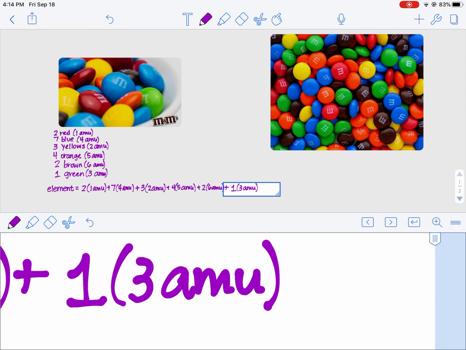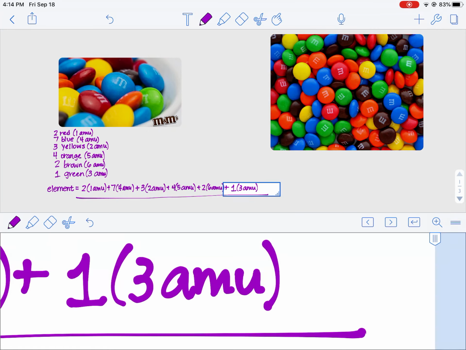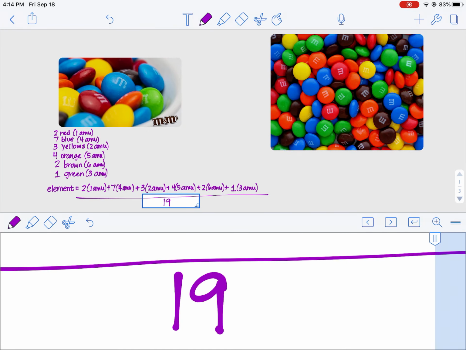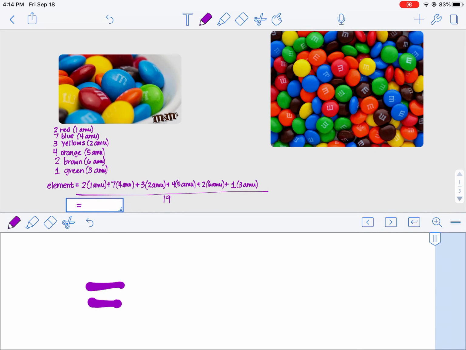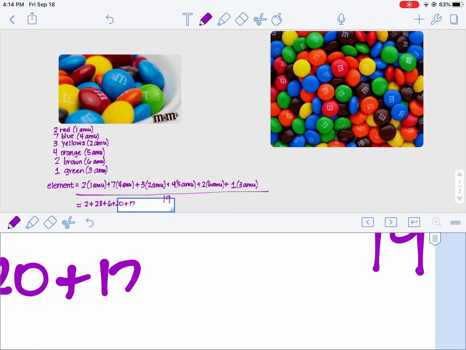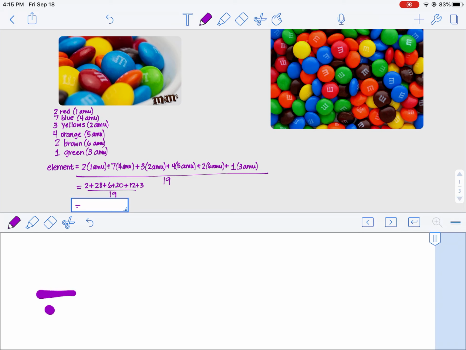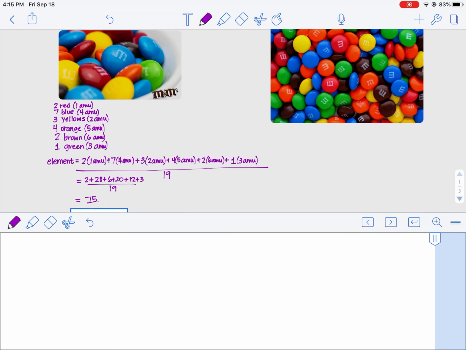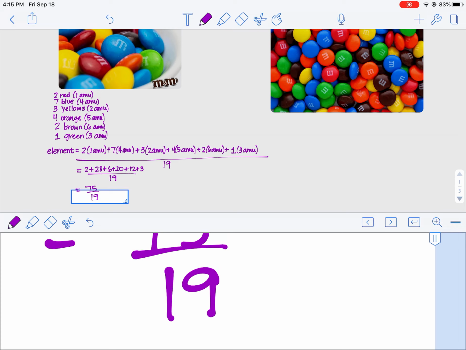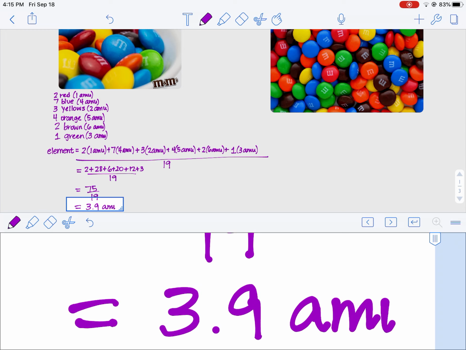According to averages, you have to divide that by the total number of pieces. And there are 19 pieces of candy in this bowl. So if I go through and I do all my math, 2 times 1 is 2, 7 times 4 is 28, and so on down the list. All that divided by 19. Adding that together, 75 divided by 19. My mass winds up being 3.9 AMU.